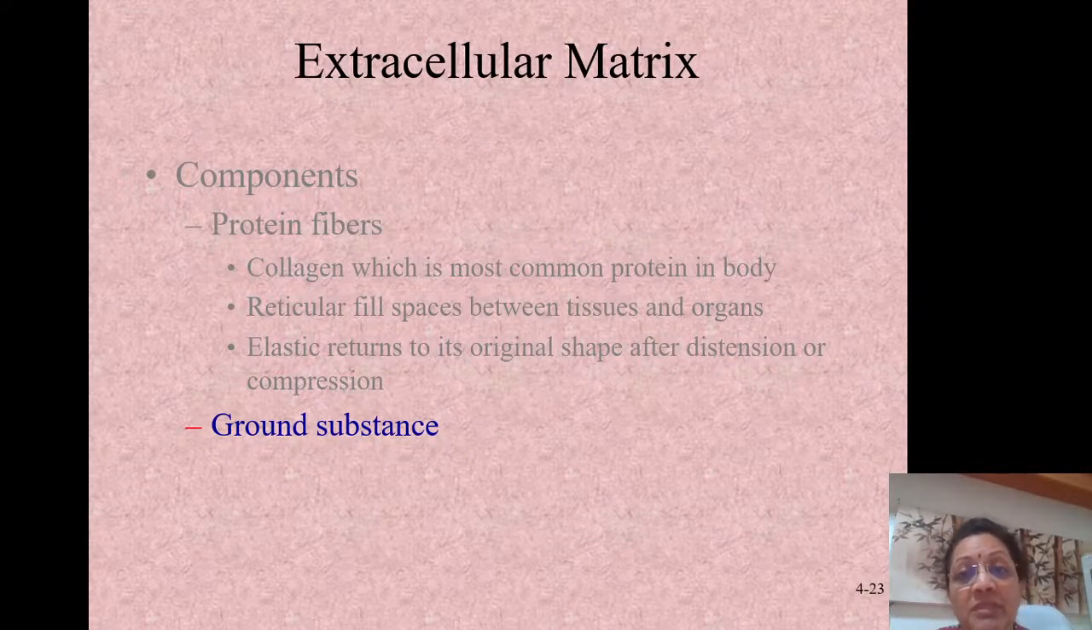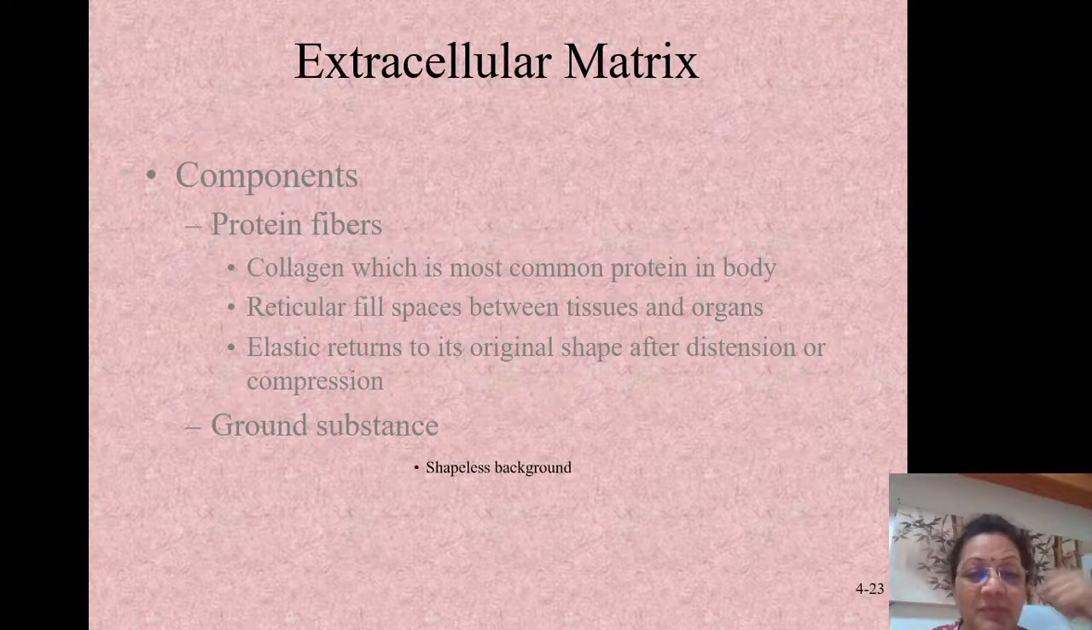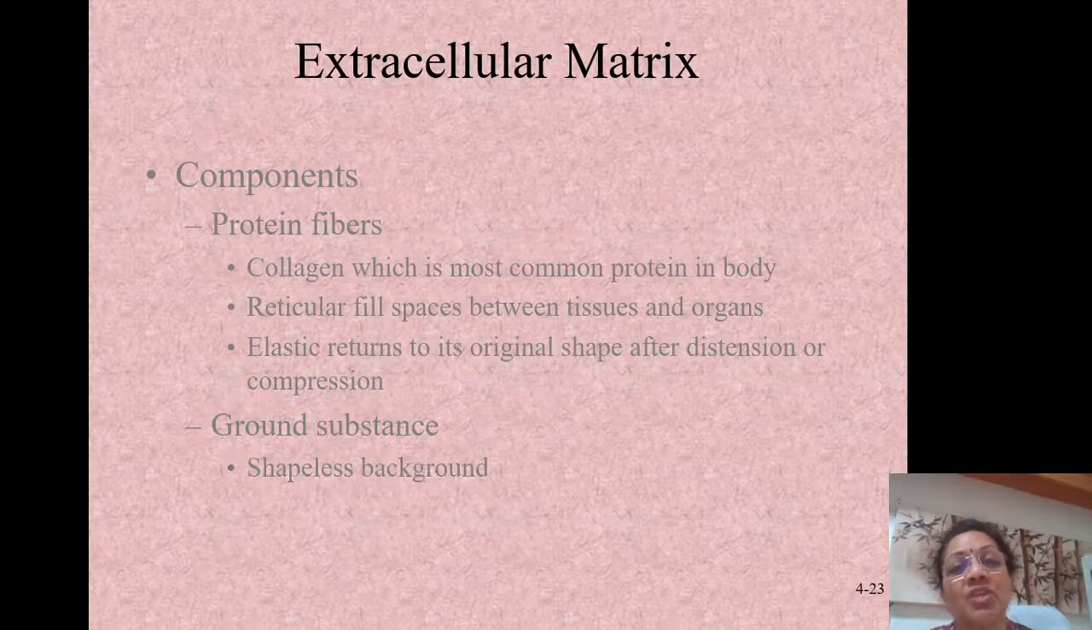Apart from the fibers, which are extruded, mostly proteins, there is a ground substance which is an amorphous material, usually a sol gel kind of situation. It could be thicker in a more gel form, or it could be more water content, in which case we call it a sol form. And this ground substance largely gives a shapeless background in which all the cells and fibers are available.